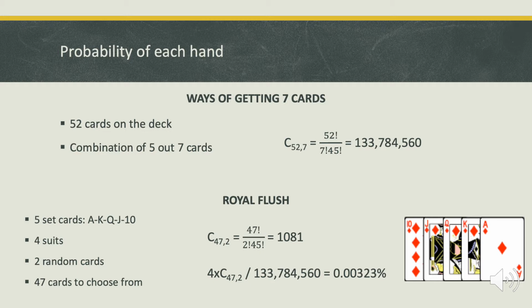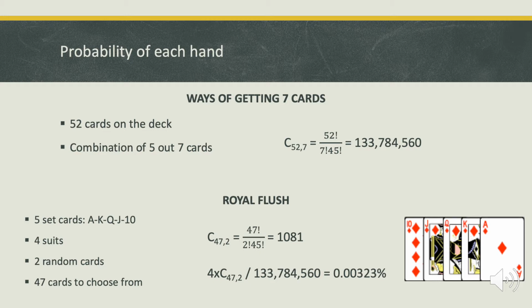The first example I'm going to give is the royal flush, which is the highest value combination of cards a player can get. It begins with a player finding 5 cards, which involves the ace, king, queen, jack, and 10. So they need those 5 cards. They need to be the same suit.